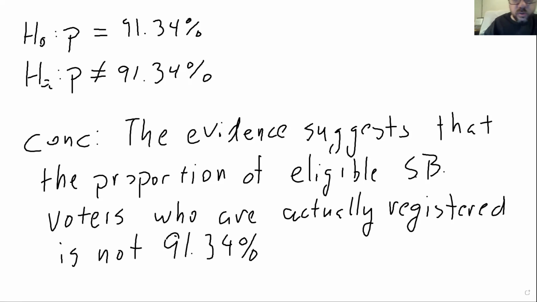It would be 100% fine, and maybe even better, to say something like the proportion of eligible Santa Barbara voters who are actually registered is not the same as the rest of the country, right? Or it's not the same as the national average. That'd be okay too. Either one of those is fine. I don't necessarily think that one is better or worse than the other. They're just different ways of saying the same thing. So there we go. That is my conclusion and the end of my hypothesis test, right? Once you've written your conclusion, there you go.